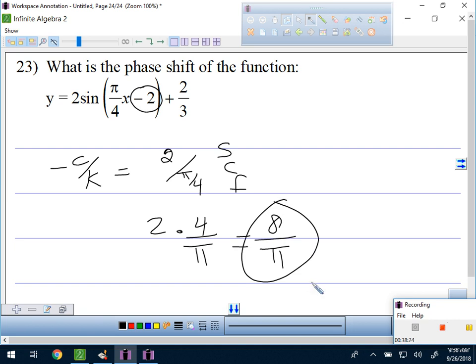And as weird as that looks, guys, that is your answer. Don't get that confused with 8 pi. That's not the same thing. Don't get that confused with pi over 8. That's not the same thing. The answer has to be 8 over pi.